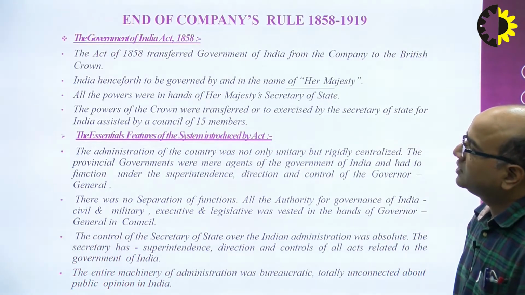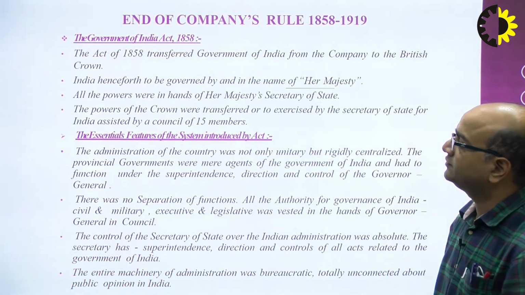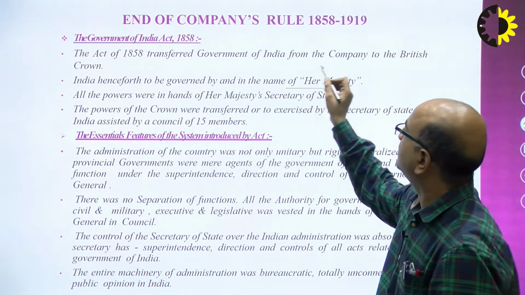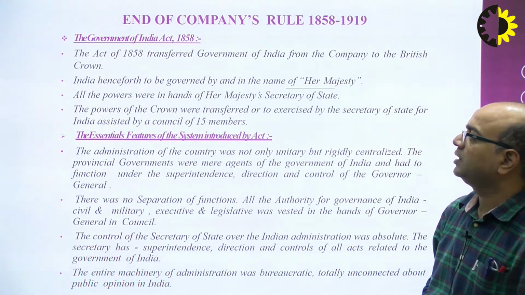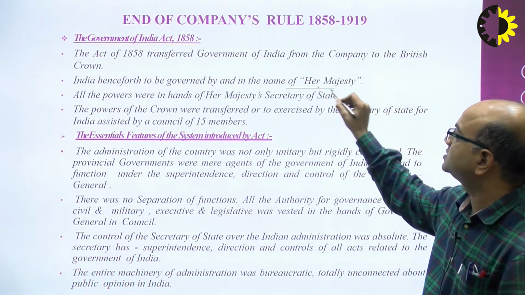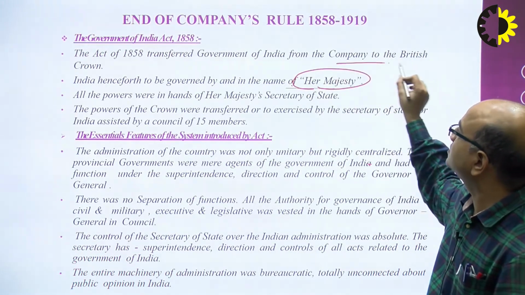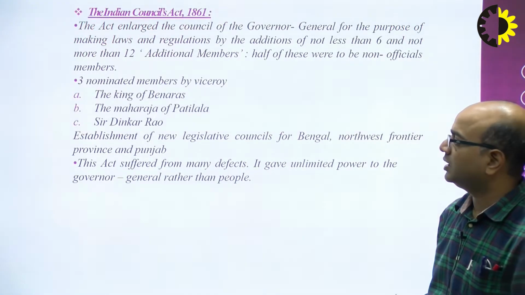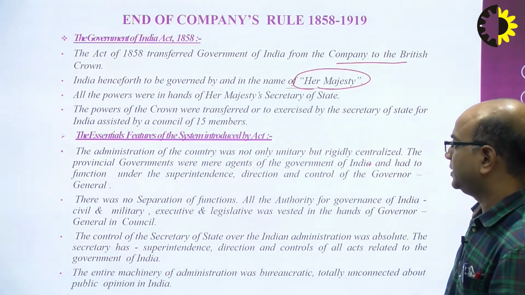So let's start with the very first act, the Government of India Act 1858. The act transferred the Government of India from the company to the British Crown, and India was henceforth to be governed by and in the name of Her Majesty. This is an important thing: the rule of the British East India Company ended, and now India came directly under the control of the British Crown.